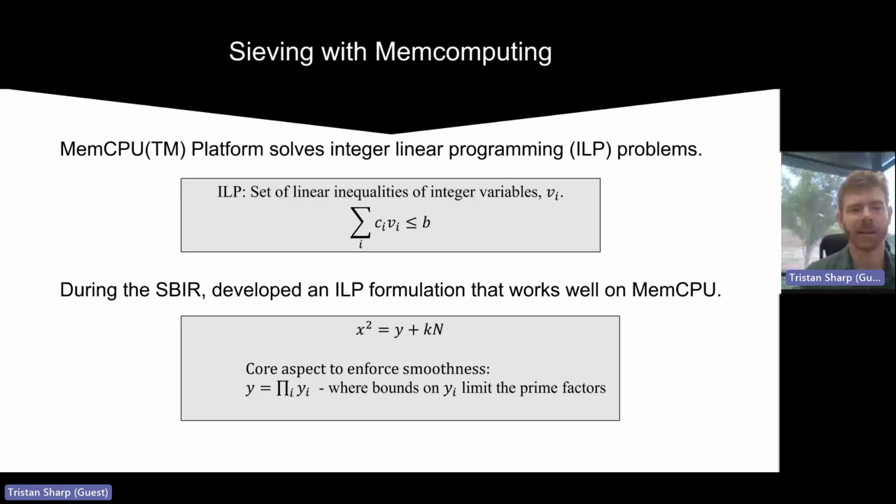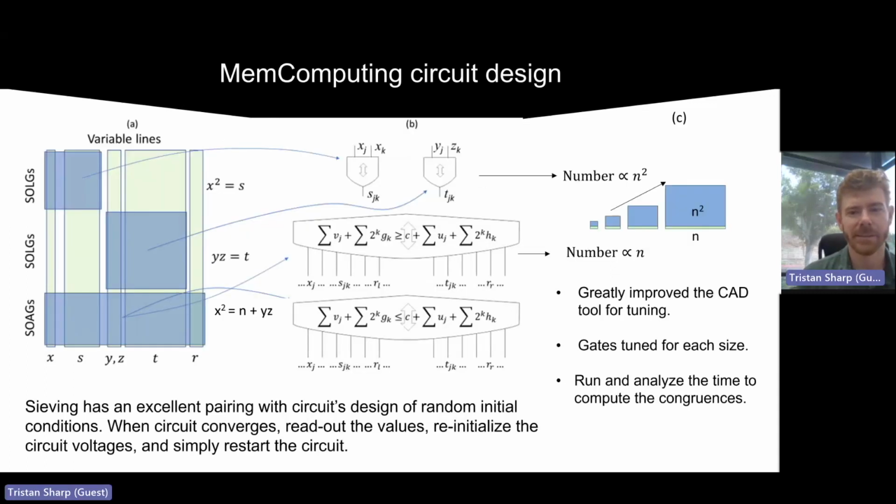And the core aspect really to enforce the smoothness is that you can express your integer as a product of integers that have as a limit the largest prime factor that's permitted. So we designed and modeled the corresponding circuit. So here's a layout. Along the X are the different variables. These would be lines that run vertically in the circuit, and along the rows here are the different logic gates which correspond to clauses in the formulation.